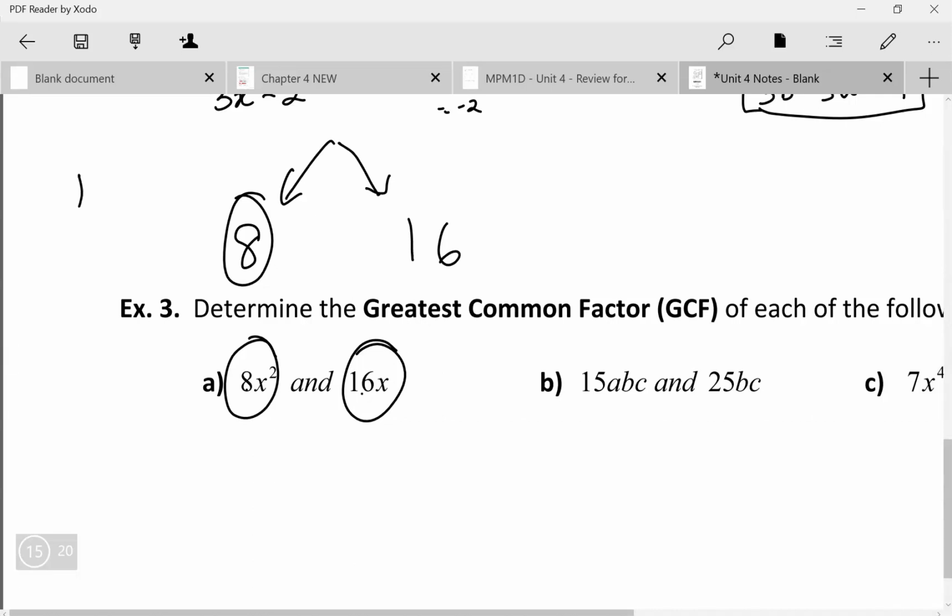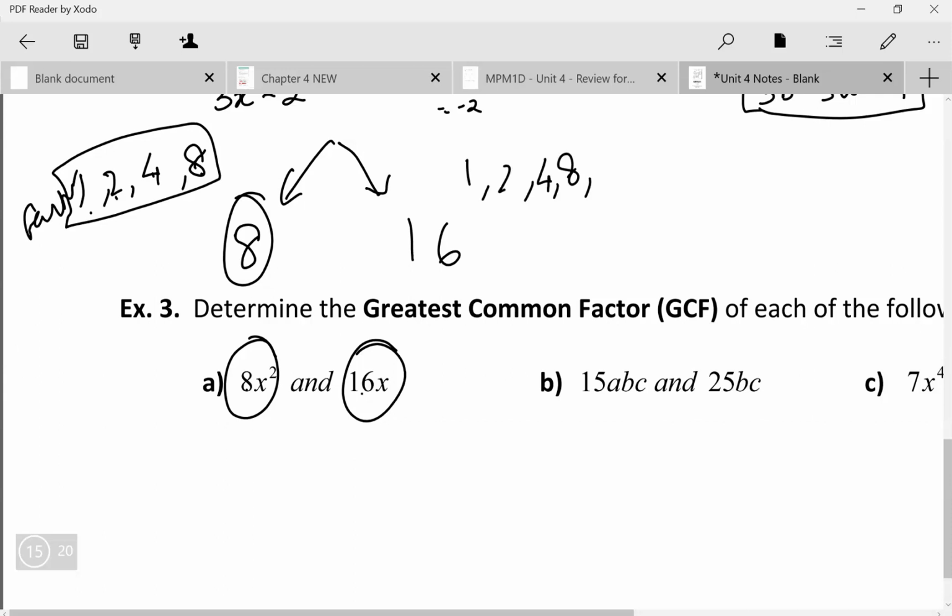So factors of 8 are 1, 2, 4, and 8. These numbers all multiply into 8, like 1 times 8, 2 times 4, 4 times 2, 8 times 1. All these numbers multiply by a whole number to give me 8, and these are therefore the factors of 8. Factors of 16: 1, 2, 4, 8, 16. All these numbers multiply by a whole number to give me 16. These are the factors of 16.